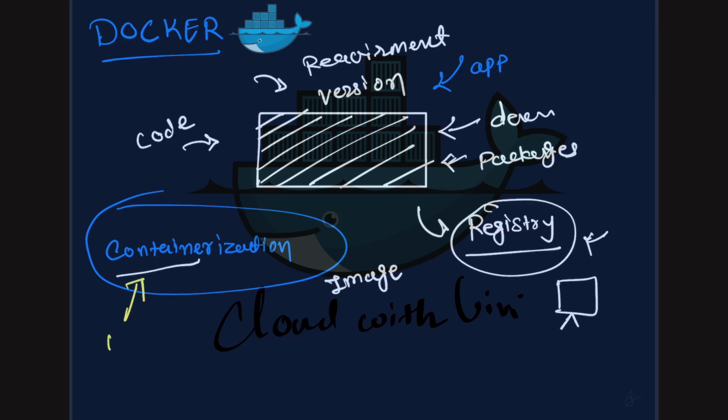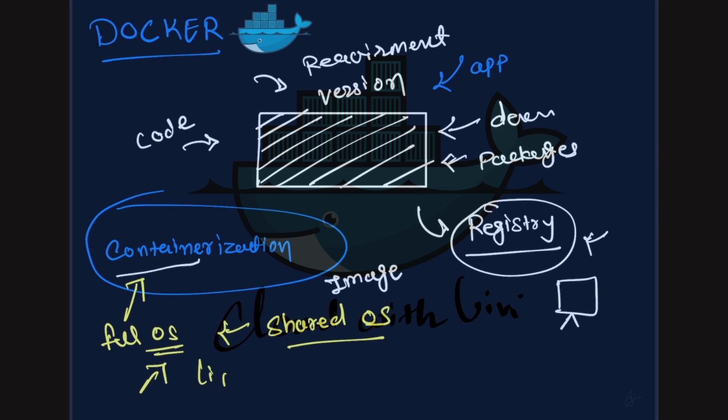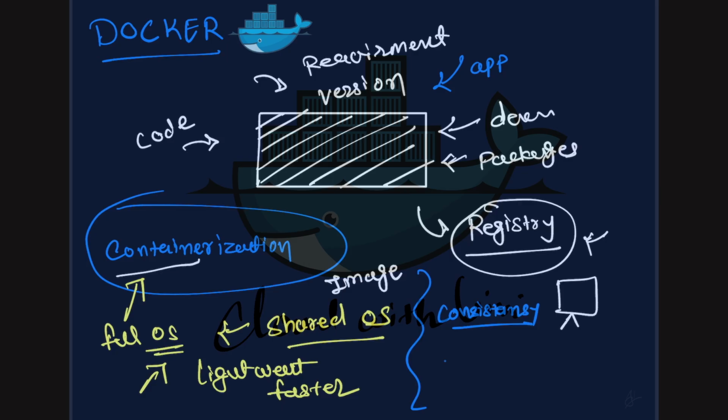So these containers do not need a full OS. They basically work on a shared OS. We'll see this part in the next architecture chapter. But because of this, it is lightweight and faster. Also, Docker makes sure that your application has consistency everywhere. That's why it works on almost all environments. That's Docker.